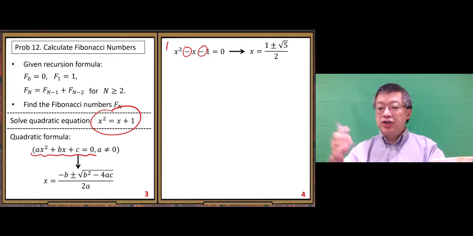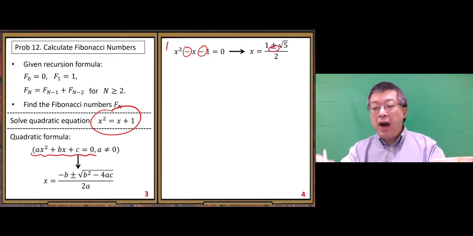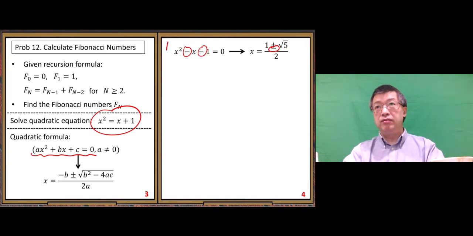But the question is, when you use the minus, 1 minus square root of 5, the square root of 5 is greater than 1, right? 2 point something. 1 minus a larger number is negative. So that means when you take the minus sign, you get a number less than 0.